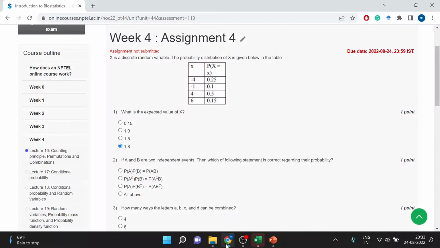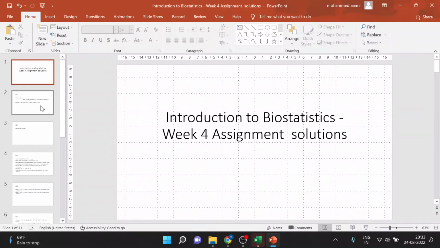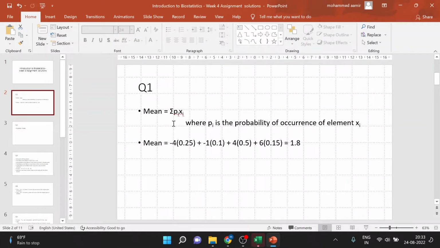The first question asks us to calculate the expected value of a random variable x whose distribution was given as follows, that is -4 occurred with a probability of 0.25, -1 occurred with a probability of 0.1, 4 occurred with a probability of 0.5, and 6 occurred with a probability of 0.15. To calculate the mean of this random variable, all you need to do is just use this formula, that is mean is the summation of pi xi, where pi is the probability of occurrence of element xi.